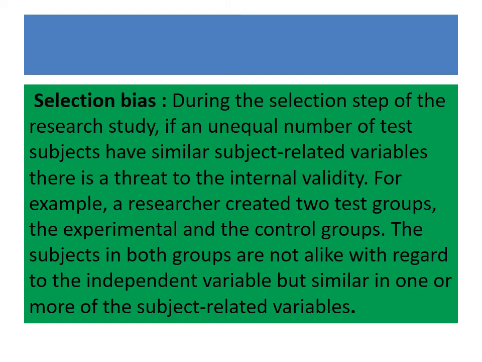The next is selection bias. The selection step involves an unequal number of tests, mainly if you are selecting a sample in a non-randomization manner. Randomization is nothing but giving equal chance to all the participants. When we go for non-randomization, based on convenience or purposive, judgmental sampling, we may not be in a position to give equal chance to all the subjects. So that will cause selection bias.